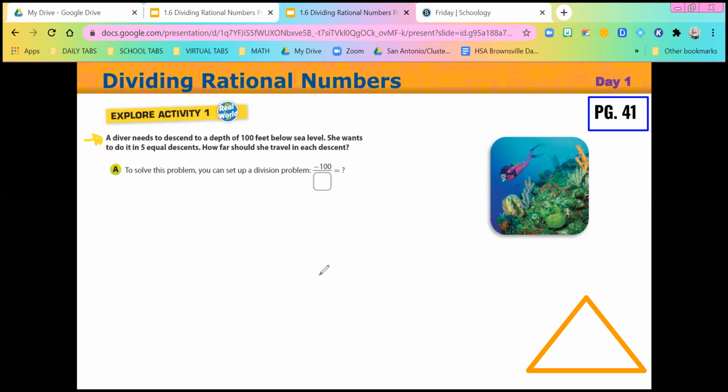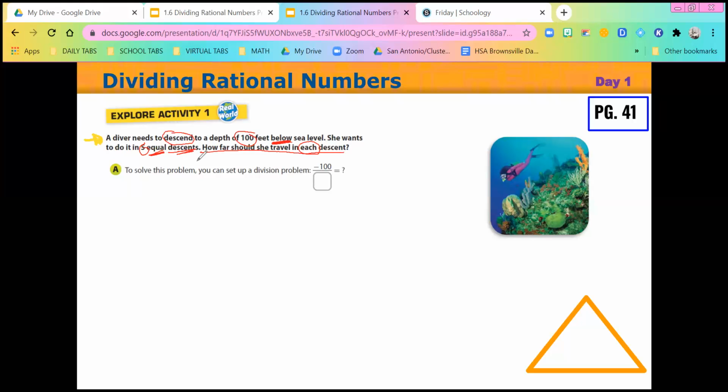Okay, so I think yours in your book is also blank, kind of like this, right? What I think is important is that with these word problems, you really need to understand what they're telling you and what they're asking you to do. So I think circling keywords is really going to help you understand a lot. She wants to do it in 5 equal descents. How far should she travel in each descent?